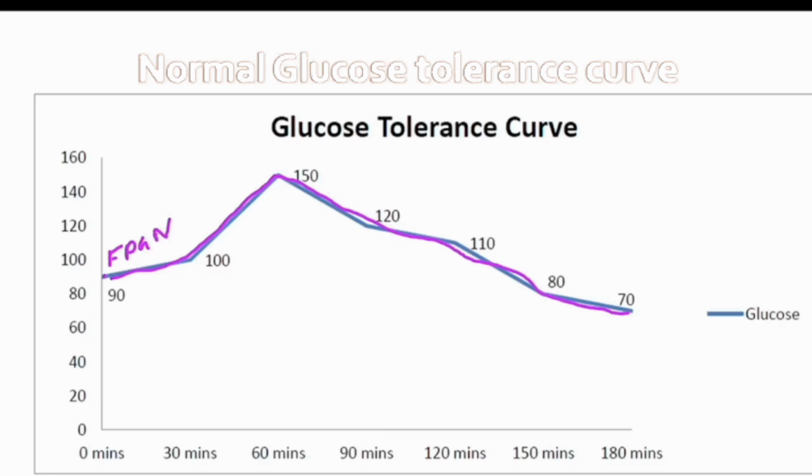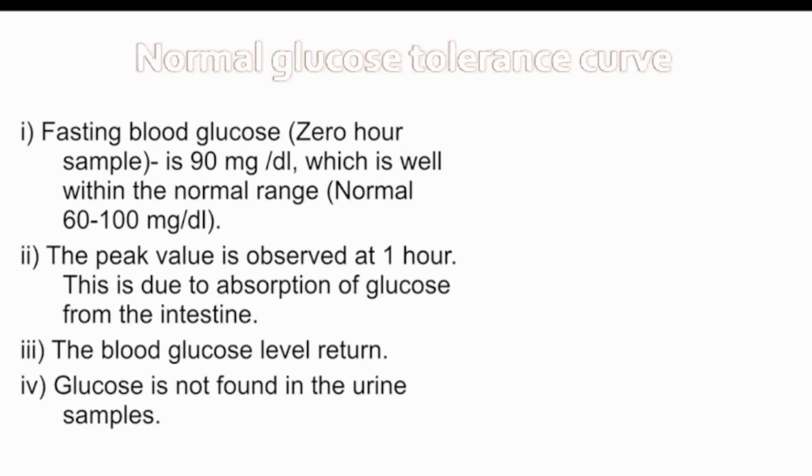Postprandial 1 hour is less than 180. Here it is only 150, and 2 hour sugar is 70. So this is a normal glucose tolerance curve. This chart may be given in an examination, and you will be asked to explain. So look at the fasting sugar, look at the 1 hour value, look at the 2 hour value. Hope this is clear.